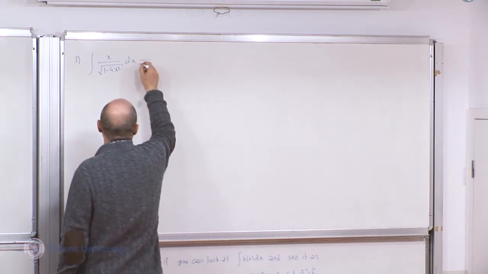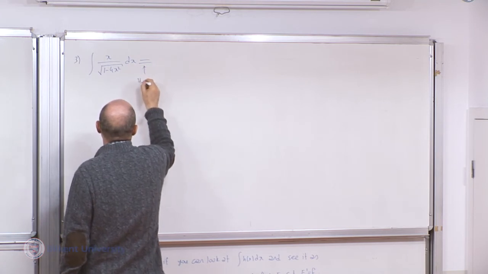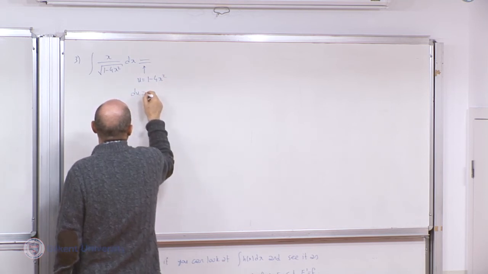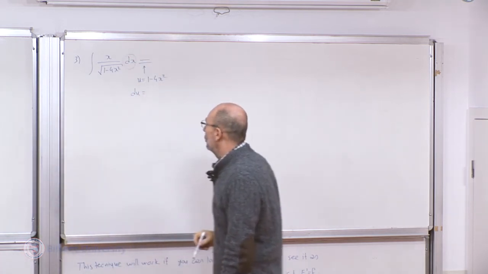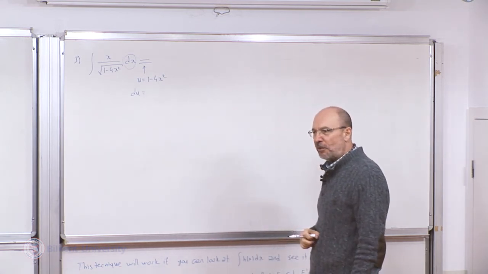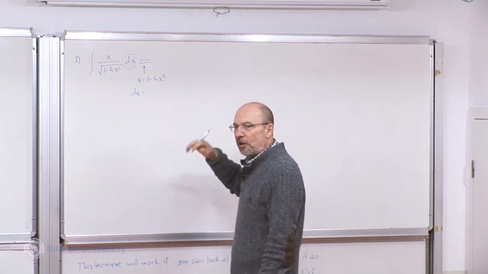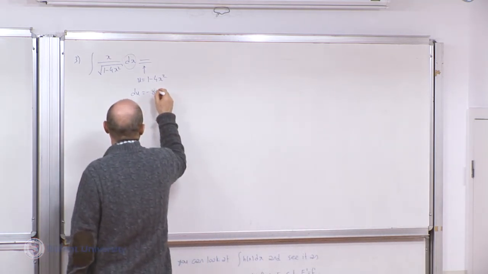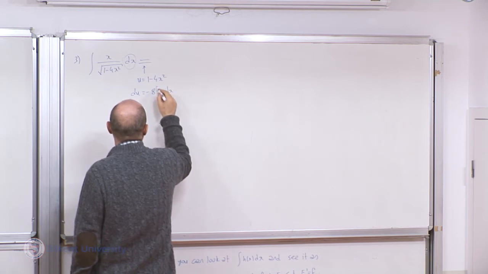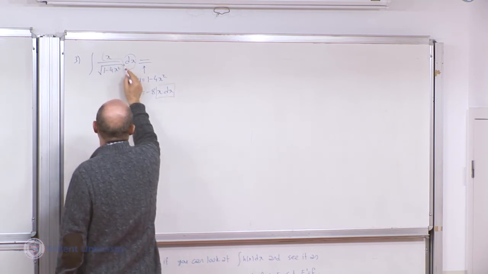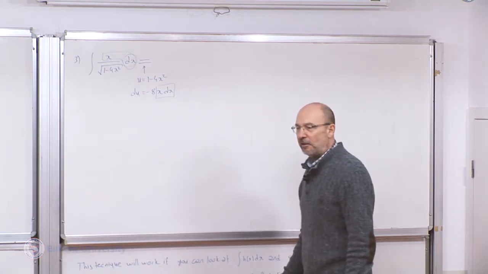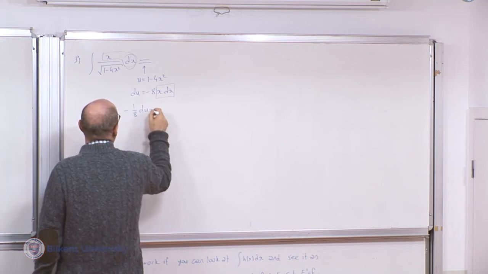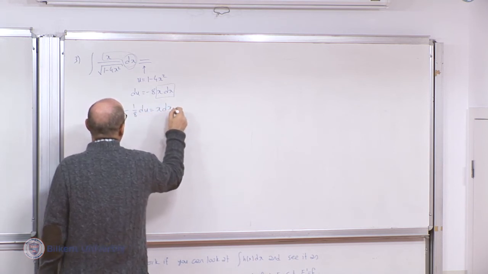Okay, so we try substitution here. Let u be 1 minus 4x squared. Then, since I'm also trying to substitute dx, in this substitution I must recover dx. The only way to recover dx is to take the differential of both sides. I get minus 8x dx. So fortunately, I have x dx here. So minus 1 over 8 du will substitute x dx.